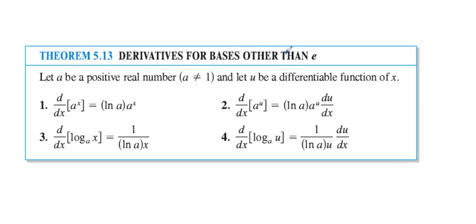Okay, derivatives for any base other than e. We call that base a most of the time. So derivative of a to the x power is the natural log of a times a to the x. The derivative of log base a of x equals 1 over the natural log of a times x. Now, obviously, if we had another function in the exponent or the argument of the log, we would multiply by the derivative of that function also.